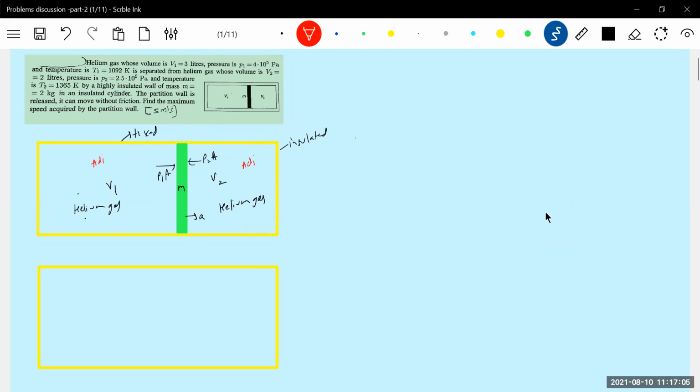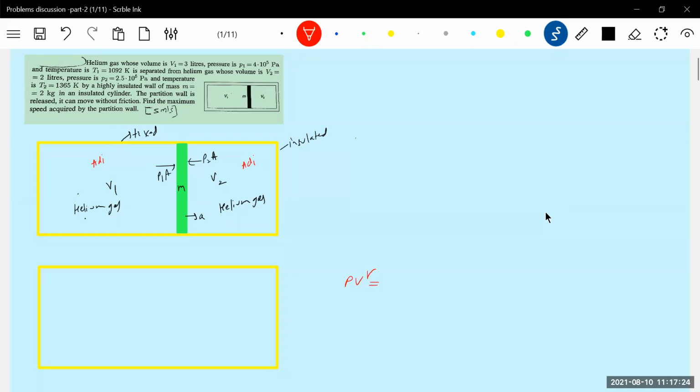You can ask one beautiful question to your teacher: sir, is it adiabatic? Must it be adiabatic? Yes, it must be adiabatic. Then, if I'm going to write the equation, will it be like this only?